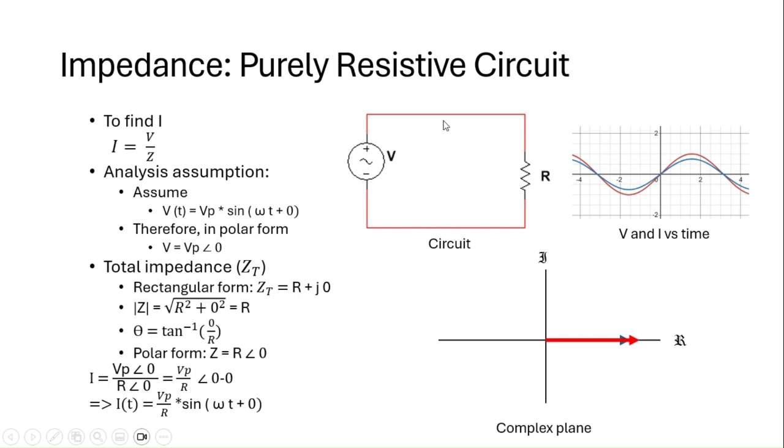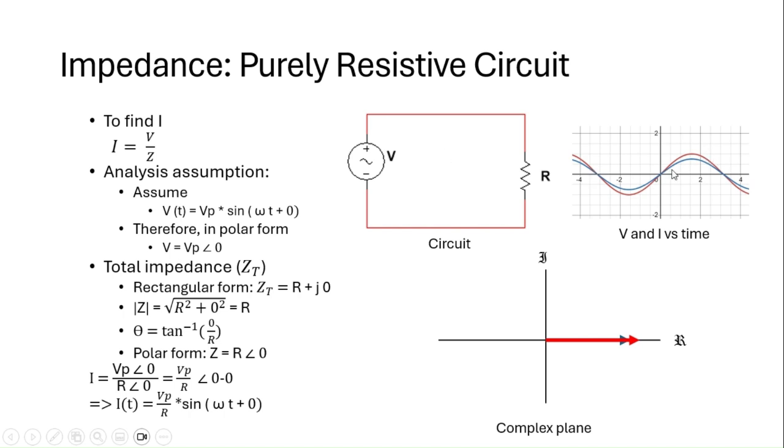So we have our resistive circuit here, and we have our voltage and current versus time. Time is on the x-axis and the amplitude is on the y-axis, and of course we have different colors to represent the voltage and current. If we were to look at the voltage and current and use Ohm's law, V divided by Z, Z being our impedance, we end up getting our current.